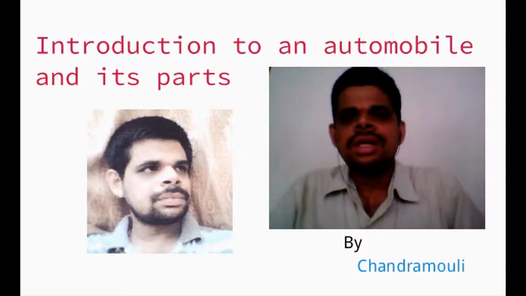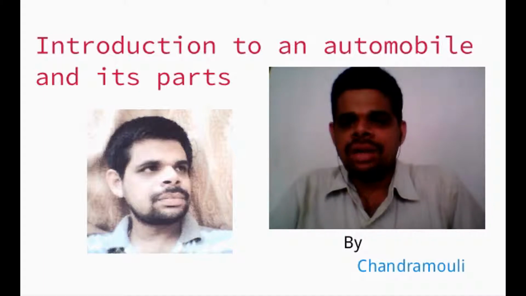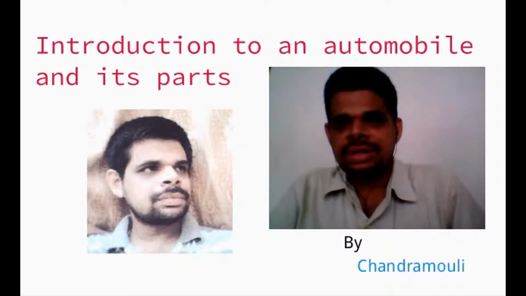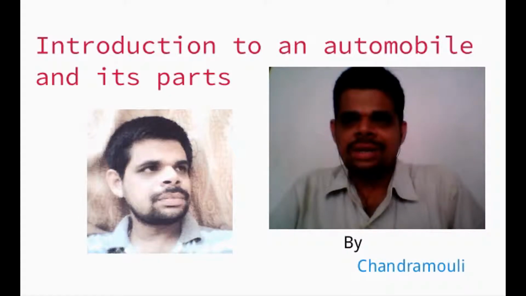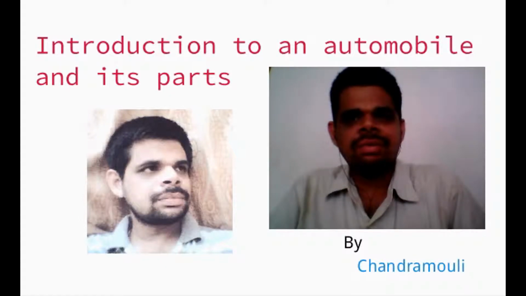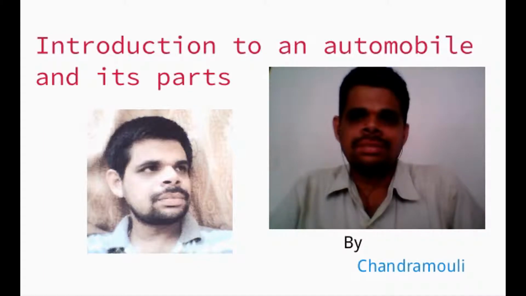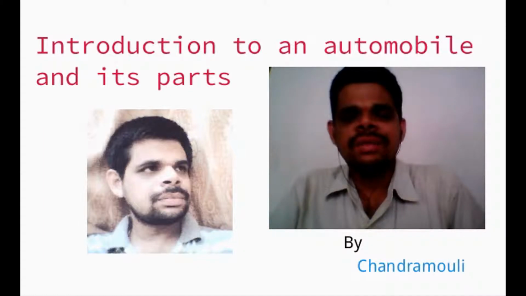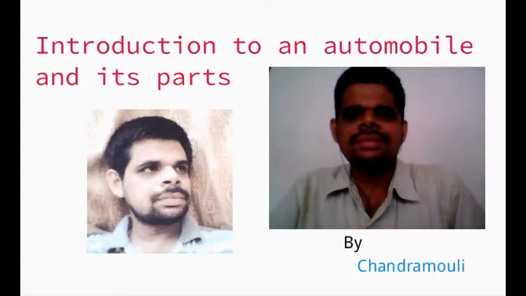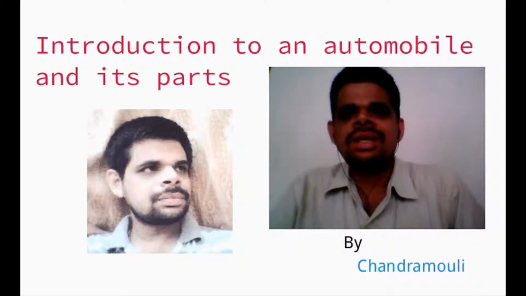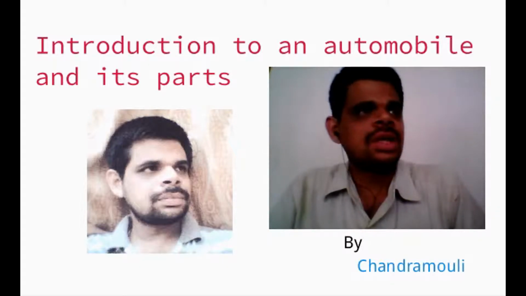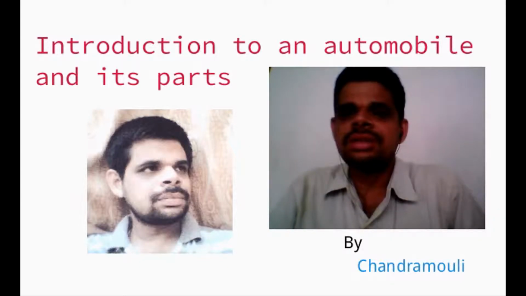Now, in this class, I am going to explain about an automobile and its parts. Automobile is a self-moving vehicle. Auto means self, mobile means it is moving. So, this is a self-moving vehicle. It cannot be pedaled just like a cycle. It need not be pedaled. It will move by itself. Examples of an automobile are your car, your motor car, and your bus in which you come to the college regularly.